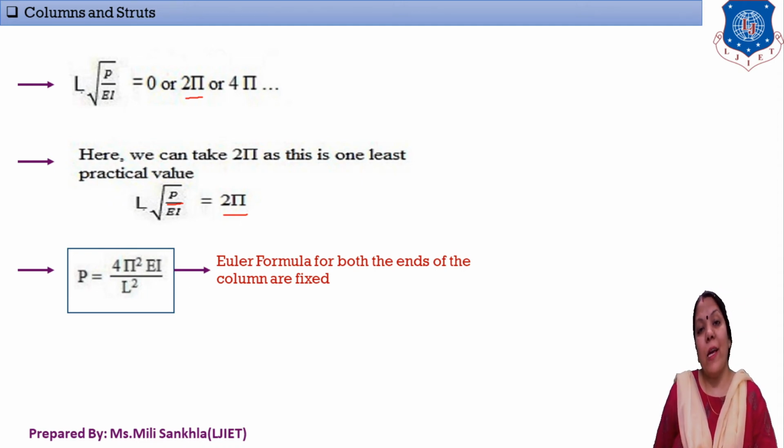Here our derivation for both ends of the column fixed is complete, and in the next session we derive another derivation for another end condition. Just now we stop it.